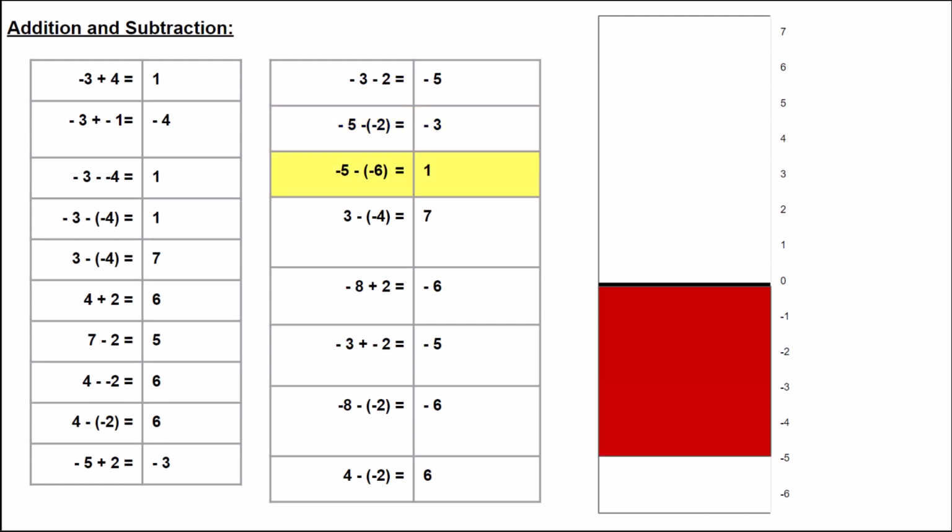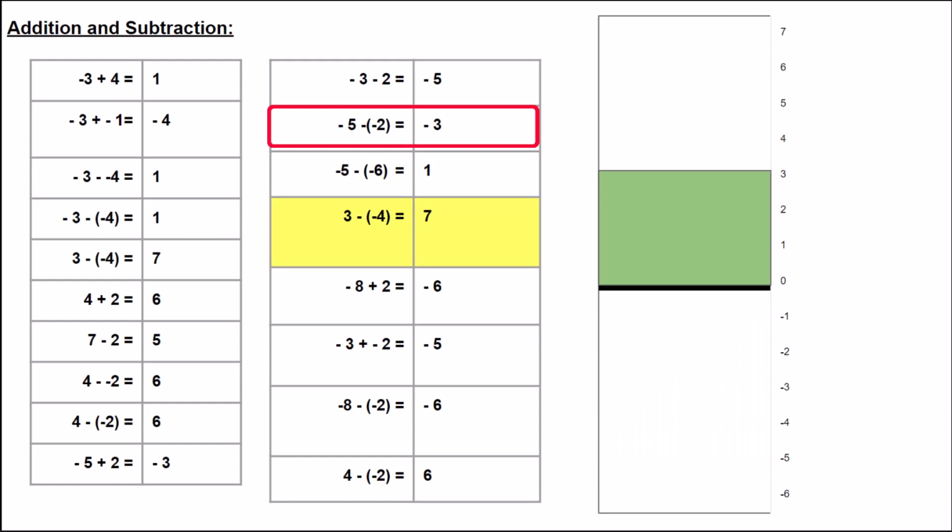Let's say you start out with $5 of debt, but someone offers to take away $6 of that debt, represented by a negative 6. That would leave you with $1 overall. Again, if you started out with $3 in your account, but someone offered to take away $4 of debt, even though you're not in debt, that would leave you with $7 in your account.